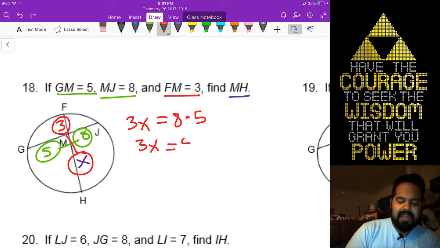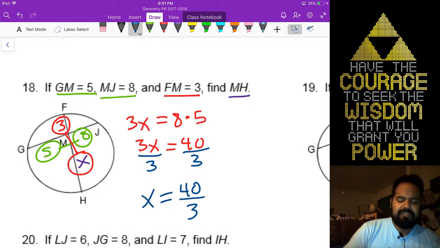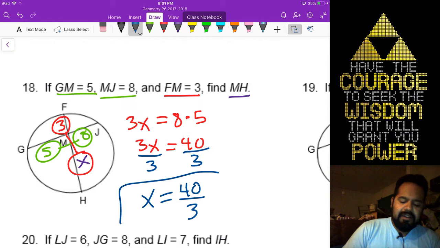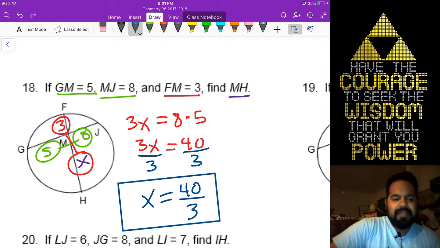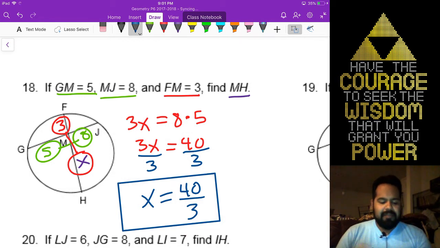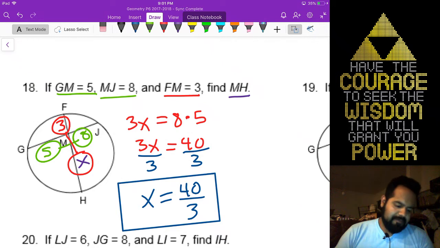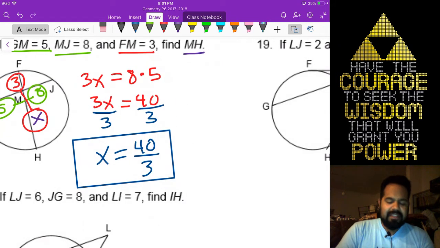Now, is it entirely possible that I could have you leave your answer like this? Of course, because I'm Mr. T. No, because in Algebra 2, you're probably going to be doing that a lot as well. So I'm just getting you ready. I'm trying to be a good teacher here. Not always successful, but I'm trying. So you can leave your answer like that.